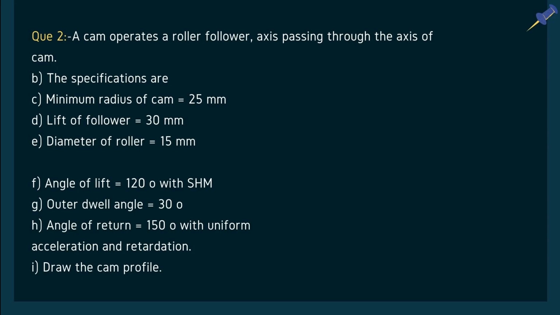And during the rise of the follower, the cam rotates 120 degrees. Then the dwell period is 30 degrees and the return stroke is 150 degrees, and the follower's motion is uniform acceleration and retardation. So theta o is equal to 120 degrees, theta d is equal to 30 degrees, and theta r is equal to 150 degrees. This is the given data of that question. For the solution, let's start the solution.